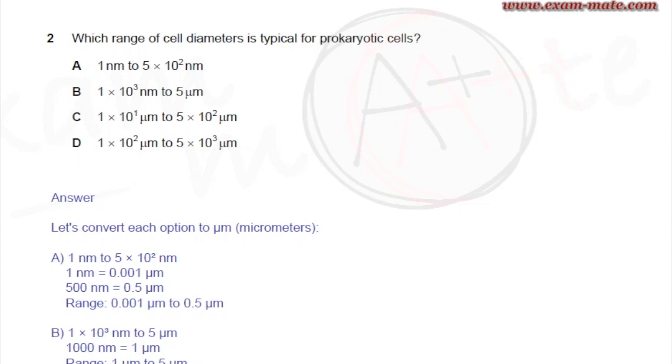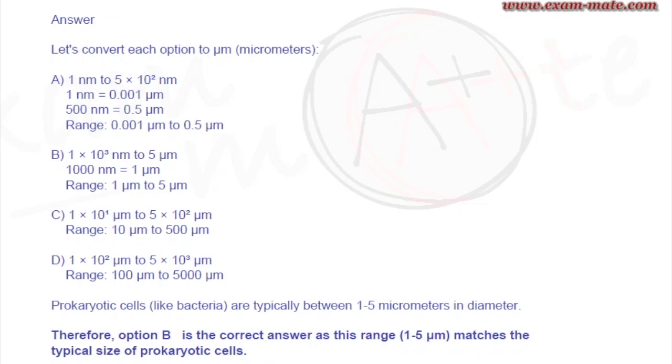Let's convert each option to μm, micrometers. A. 1 nanometer to 5 times 10 superscript 2 nm. 1 nanometer equals 0.001 micrometers. 500 nanometers equals 0.5 micrometers. Range, 0.001 micrometers to 0.5 micrometers. B. 1 times 10 superscript 3 nm to 5 micrometers. 1000 nanometers equals 1 micrometer. Range, 1 micrometer to 5 micrometers.